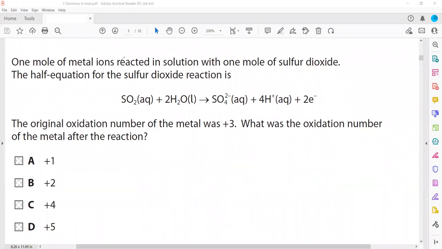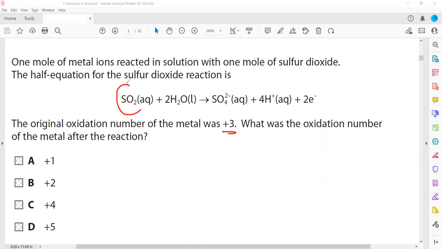So in this question, 1 mole of metal ion reacted in solution with 1 mole of sulfur dioxide. The half equation for sulfur dioxide is shown. The original oxidation state of the metal is +3. What was the number after the reaction?